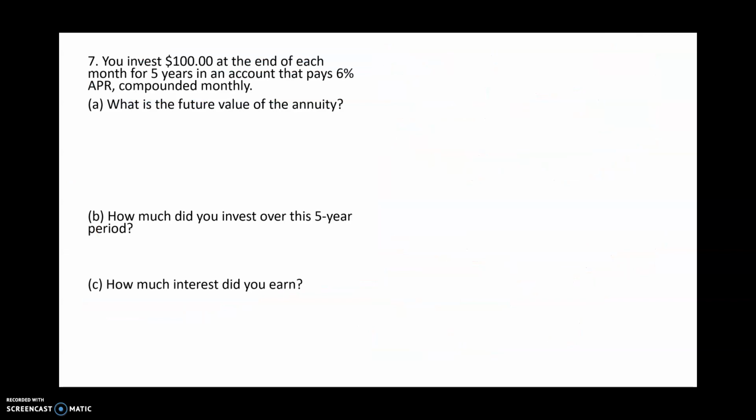Number 7 says you invest $100 each month for 5 years. All right, now we're talking about an annuity, aren't we? So we have a different equation for that. That means our deposit is $100 every month, which means I deposit 12 times a year. My T equals 5 and my rate is 0.06. So the future value looks like this.